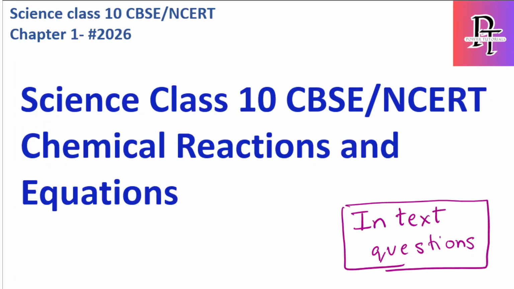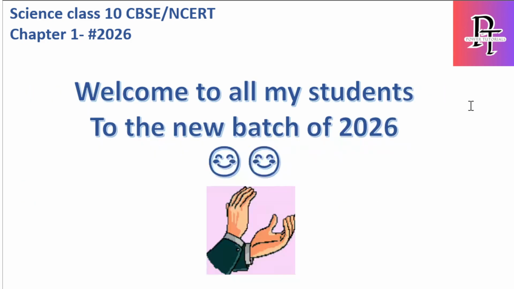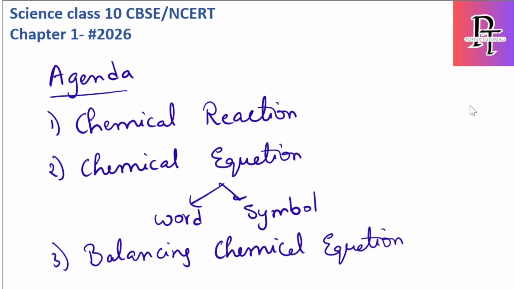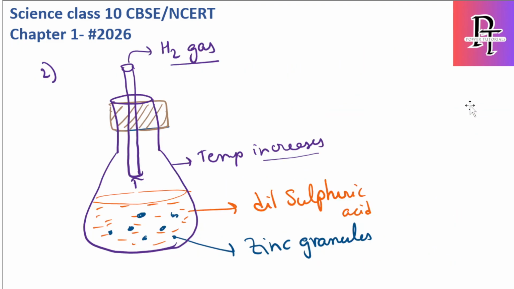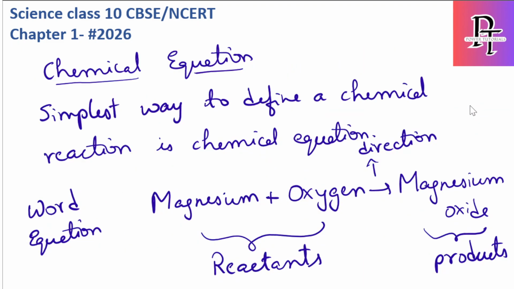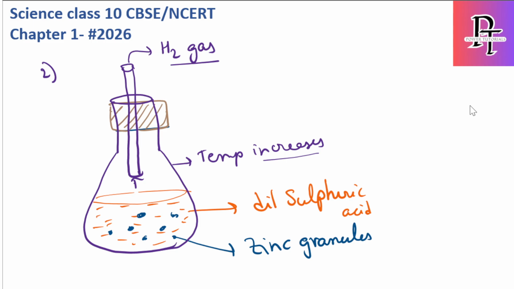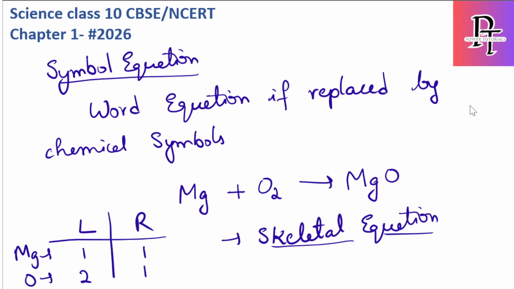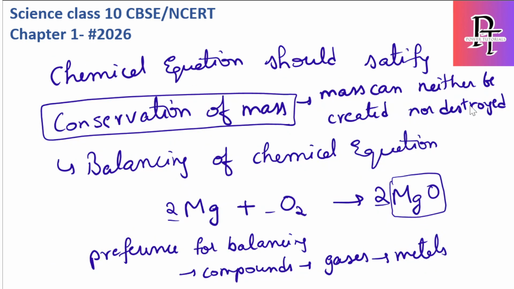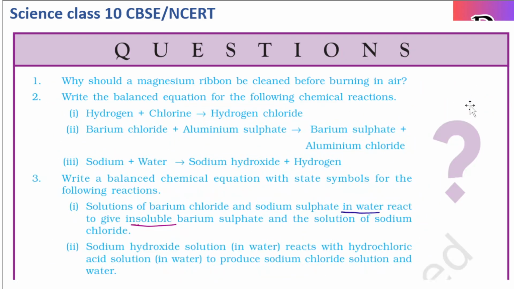So today we're going to cover in-text questions of Science Class 10 CBSE board, that is the Chemical Reactions and Equations chapter. In the previous videos we already covered three parts of this chapter. In part 1, I explained what is chemical reaction, chemical equation, physical and chemical reaction differences, characteristics of a chemical reaction, and also I covered a few experiments, where we covered zinc granules with dilute sulfuric acid and magnesium ribbon with oxygen, what will happen. And then chemical equation, word equation as well as symbol equation we have covered. We have covered balancing chemical equations.